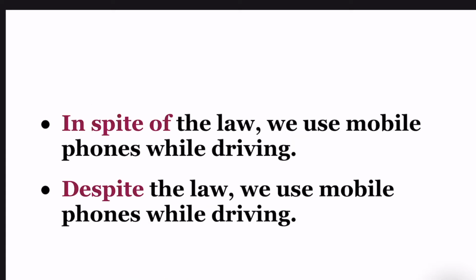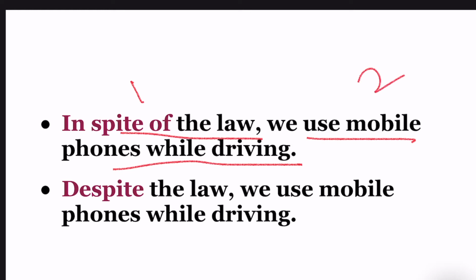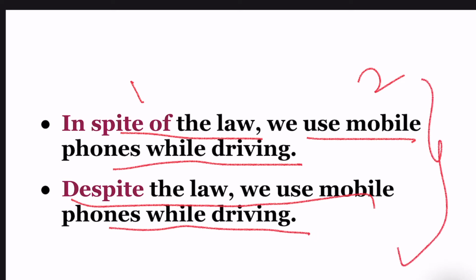Look at the example here. In spite of the law, we use mobile phones while driving. This is idea 1 and this is idea 2. These two ideas are contrasting. The next sentence we have used despite. Despite the law, we use mobile phones while driving. Both these sentences mean the same idea.